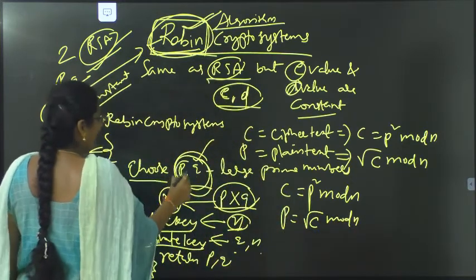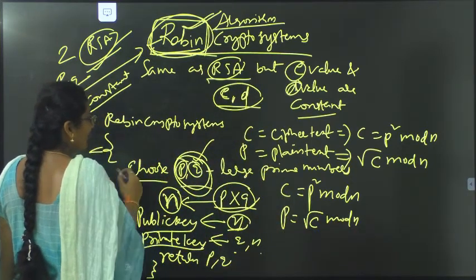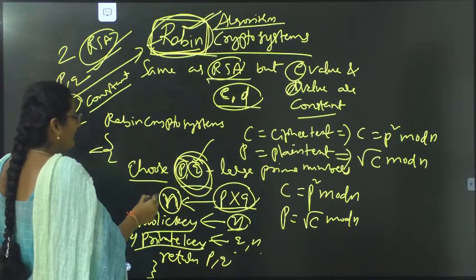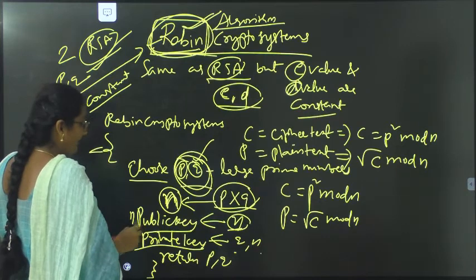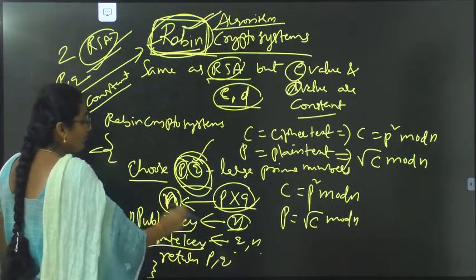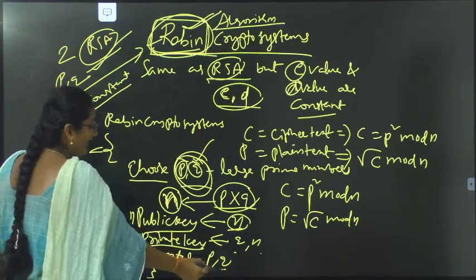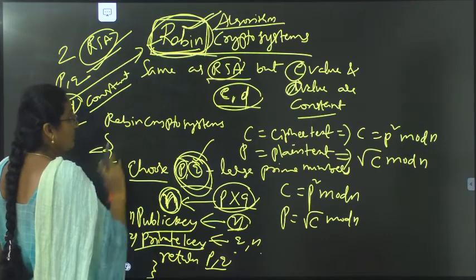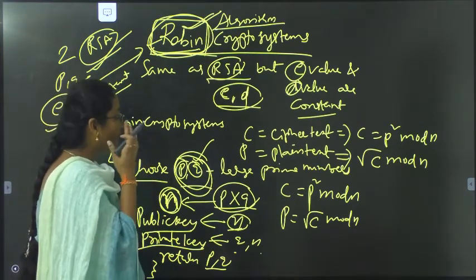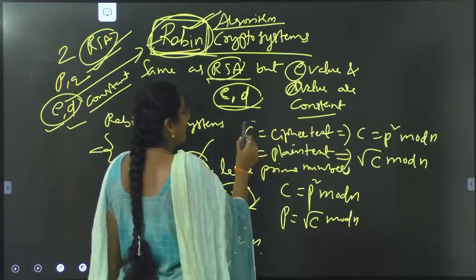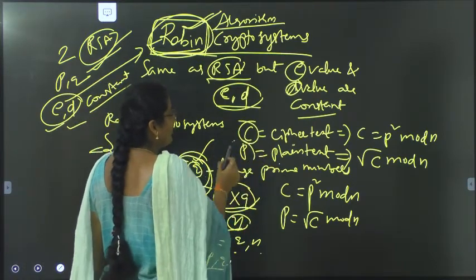So P is the large prime number, Q is the large prime number, we only decided. Then we have found the value of N by multiplying P and Q. Then public key is N, private key is Q comma N. So we can return the P value and Q value and N value also. This is Rabin crypto systems. But ultimately we need to find ciphertext and plain text. Ciphertext is denoted with C, plain text is denoted with P.